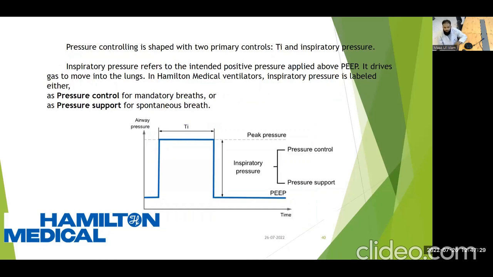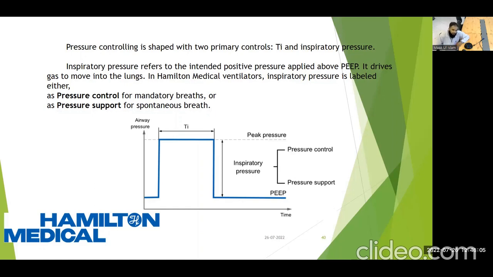So pressure controlling is shaped with two primary controls, TI and inspiratory pressure. Inspiratory pressure refers to the intended positive pressure applied above PEEP, as I have discussed in pressure control and pressure support. It causes the gas to move into the lungs. In Hamilton Medical ventilators, inspiratory pressure is labeled either pressure control for mandatory breaths or pressure support for spontaneous breaths.